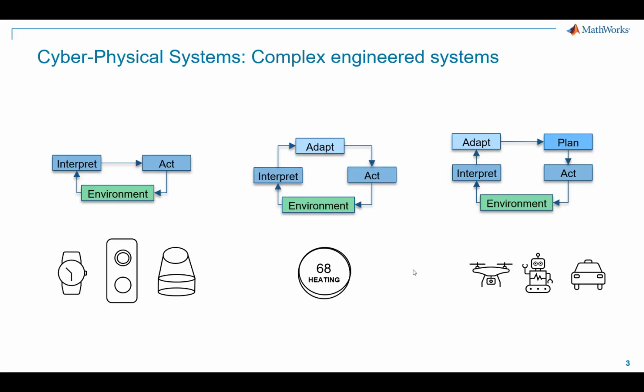Let us take the case of cyber-physical systems, which are complex engineered systems that increasingly do sophisticated computation and close the control loop around a physical environment. Examples include smart devices such as smart speakers and doorbells and watches, to smart thermostats and smart robots and autonomous vehicles.